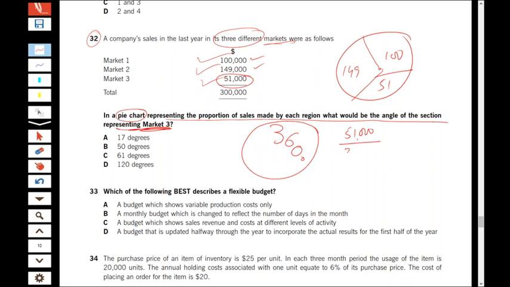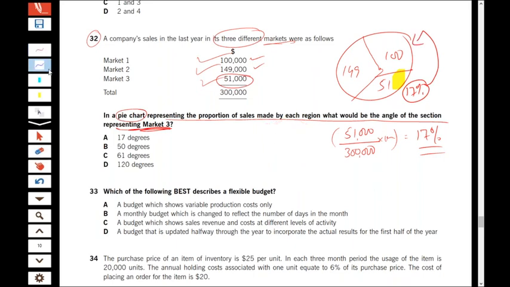You need the weightage: 51,000 divided by 300,000, multiplied by 100. That is 51 divided by 300, which is 17%. And the total area is 360 degrees. So this represents 17% of the total 360 degrees. Market 3 is 17% of the total 360 degrees.